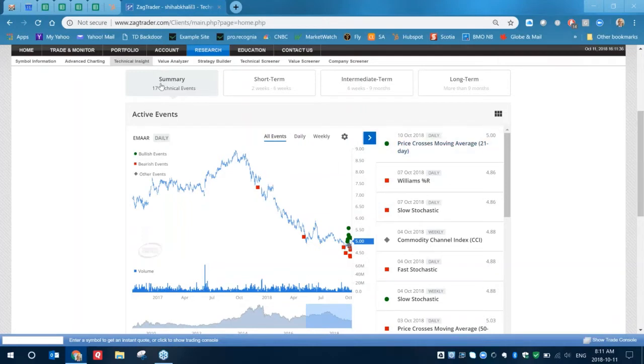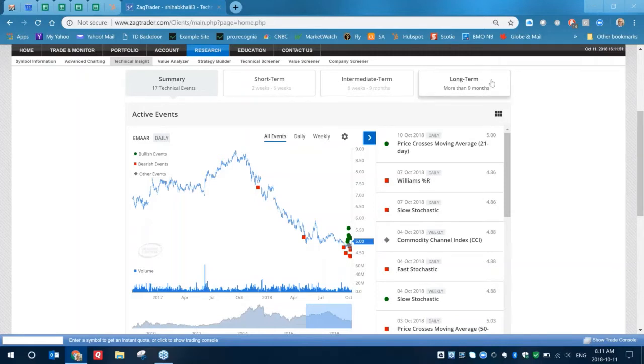So we basically give you events that are playing out in 3 different time horizons. So we have the short-term events that'll play out in the next 2 to 6 weeks, the intermediate term events that'll play out in 6 weeks to 9 months, and the long-term events that'll play out in 9 months or more.